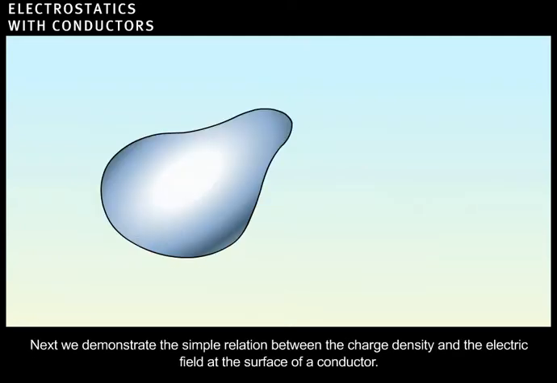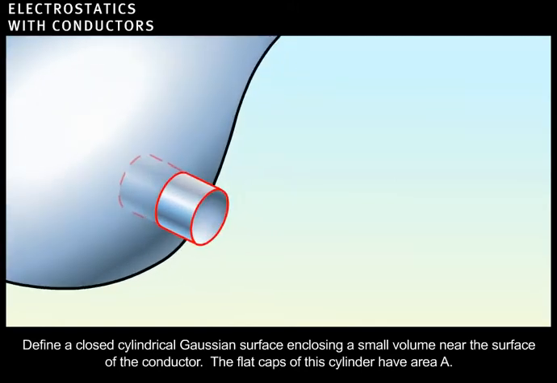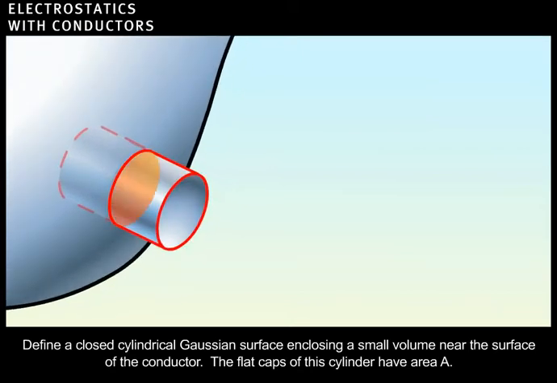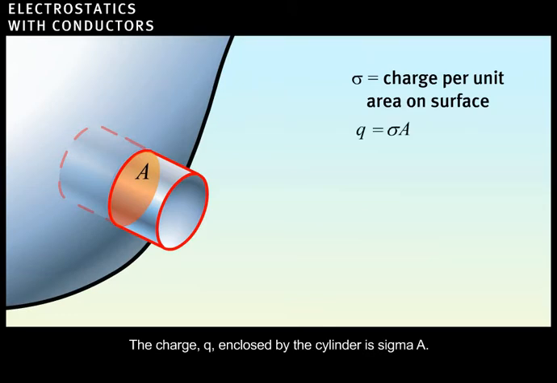Next, we demonstrate the simple relation between the charge density and the electric field at the surface of a conductor. Define a closed cylindrical Gaussian surface enclosing a small volume near the surface of the conductor. The flat caps of the cylinder have area A. The charge per unit area on the surface is sigma. In general, sigma varies from point to point over the surface. The charge Q enclosed by the cylinder is sigma A.